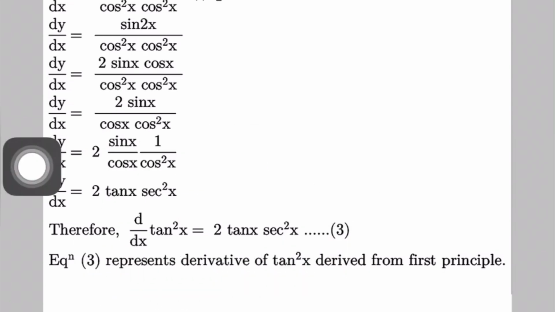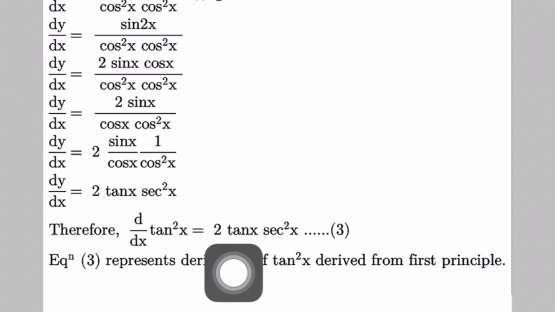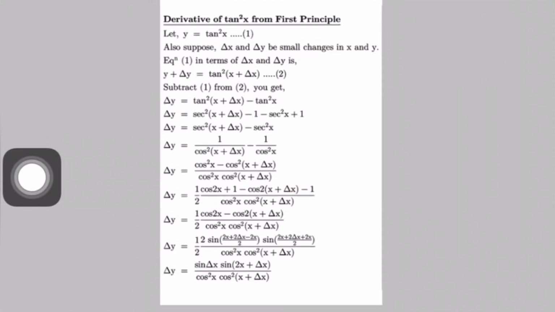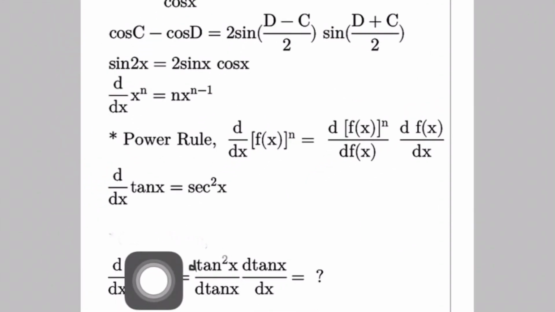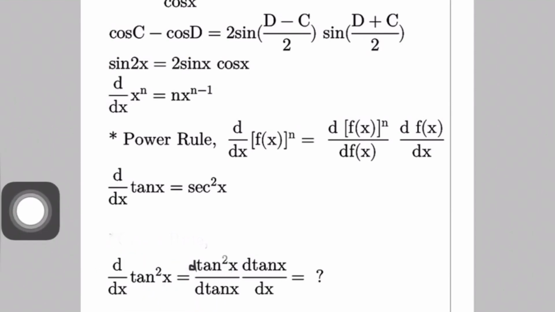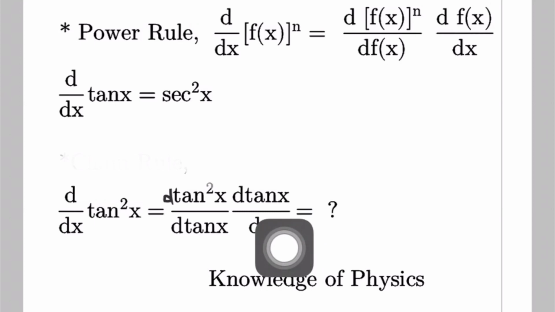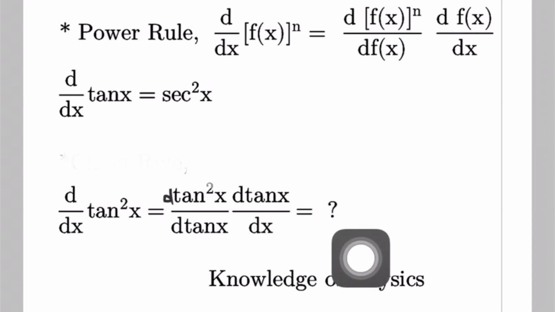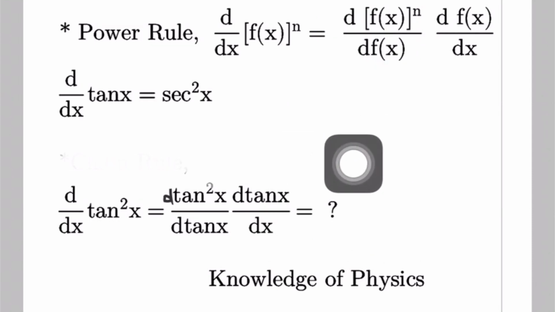Equation 3 represents the derivative of tan square x derived from first principle. Here, the derivative of tan square x with respect to x is given as d of tan square x divided by d tan x times d tan x by dx, which is equal to, as we have got, 2 times tan x times sec square x. By using this power rule, you can also find it out from there.